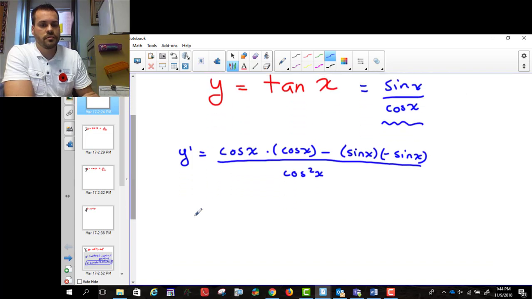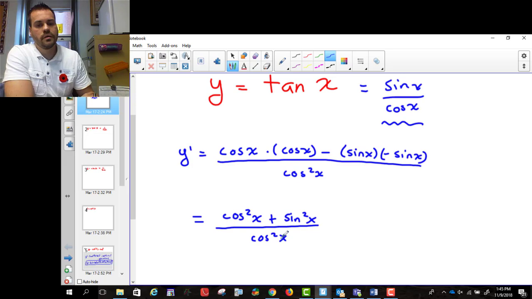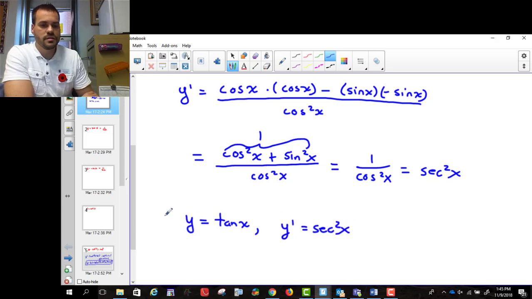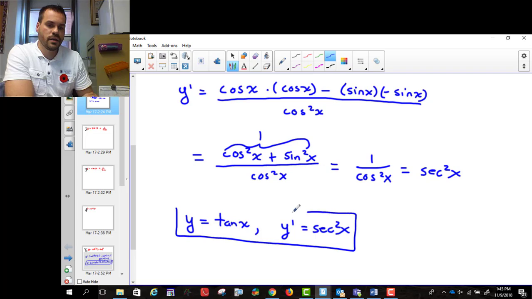And then we can simplify this a little bit. Cosine times cosine is cosine squared x. Minus sine x times minus sine x gives me a positive sine squared x. All over cosine squared x. And then if you remember, cosine squared x plus sine squared x is 1. So we have 1 over cosine squared x. And then finally we write that as secant squared x. So our derivative, if y is tan x, y prime is secant squared x. So the derivative of tangent x is secant squared x.